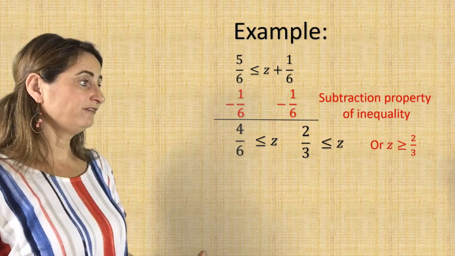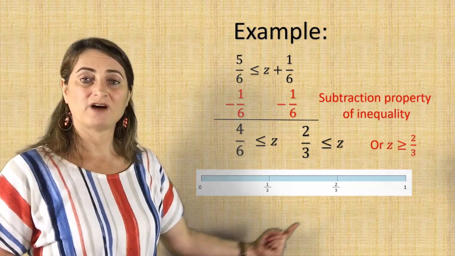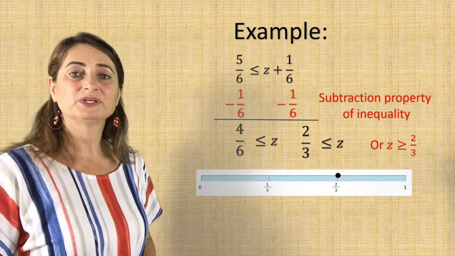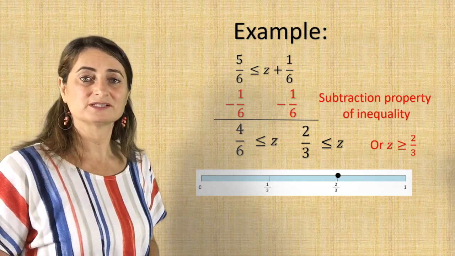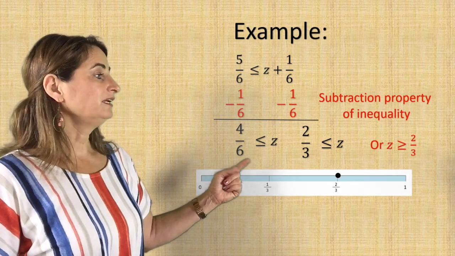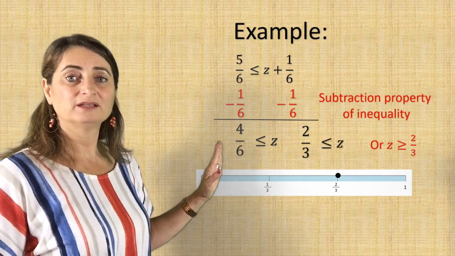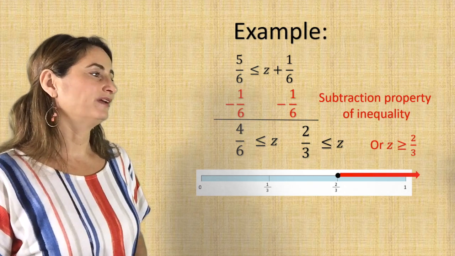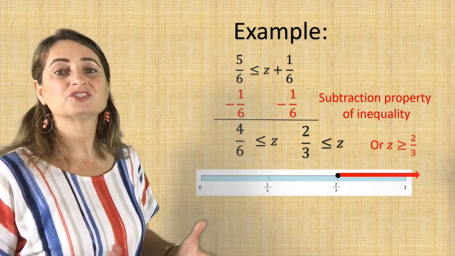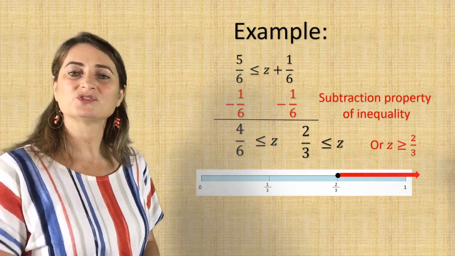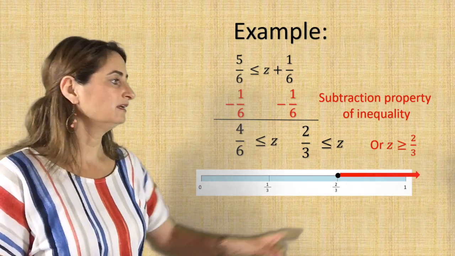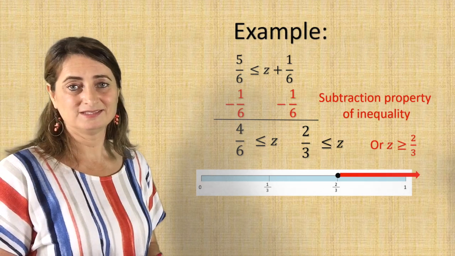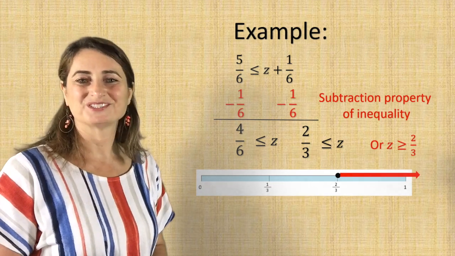So for you to graph it, here's the graph. Find 2/3 on the graph. I need a closed circle because 2/3 is a solution. There is an equal sign. And then I need all the numbers that are more than 2/3, so I'll go to the right with this red arrow. If you're not sure, check one of those solutions to see if it works or not. 1, is it more than 2/3? Yes, it is. So I know my direction is right.